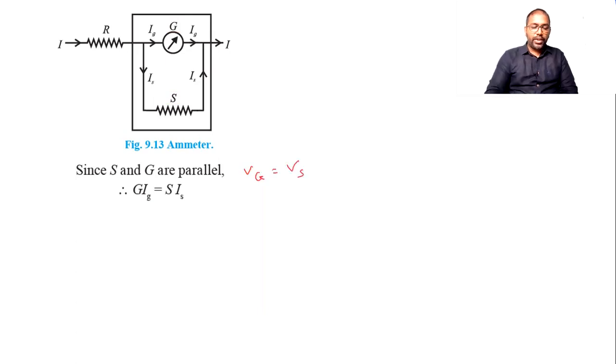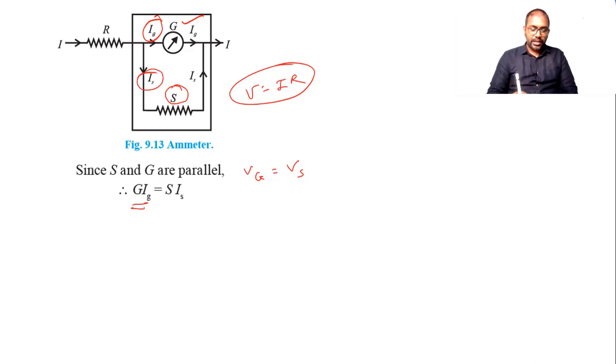But by Ohm's law, V is equal to IR. So I can write VG as G into IG. The resistance of the galvanometer we write as capital G, and the current through the galvanometer is IG. By Ohm's law, VS I can write as S into IS. S is the resistance of this shunt, and IS is the current flowing through this shunt.